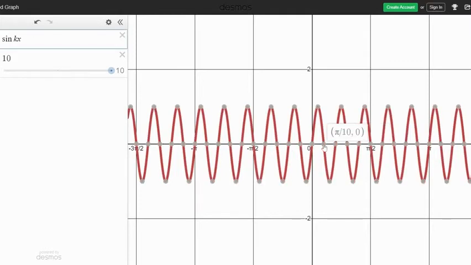0.628, and I'm not sure. Well, I guess it's just going to show us in terms of pi. The place where it crosses there, 2 pi over 10, which is the same as pi over 5, is the period of this graph.